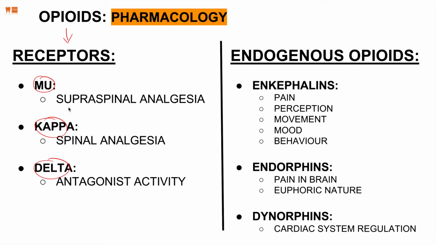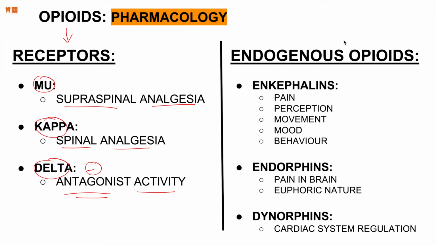A mu receptor is located supraspinally, causing analgesia. Kappa is in the spinal, leading to analgesia. And delta has an antagonistic activity. Now this is just for information. We're not going to be using the delta receptors in today's lectures at all.